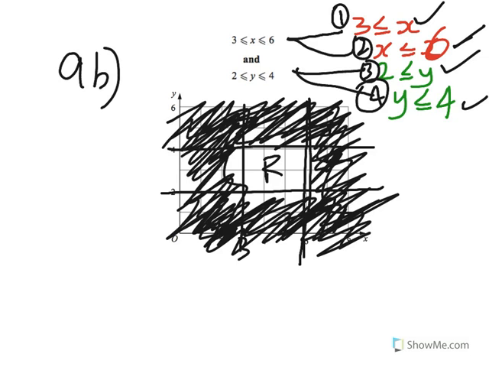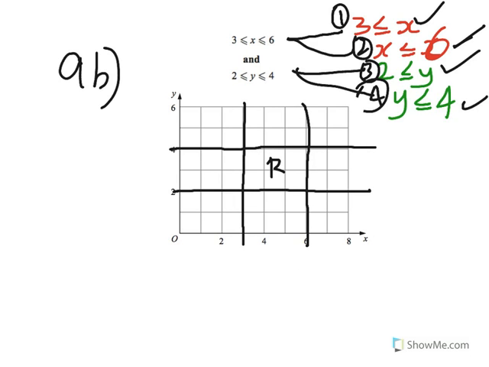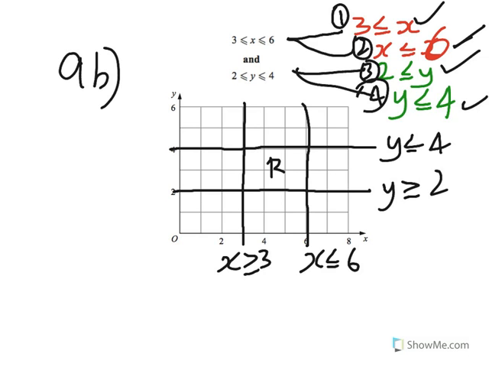So you've got to label each line. This is x greater than or equal to 3. This is x less than or equal to 6. This is y greater than or equal to 2. And this is y less than or equal to 4. You've got to label all of that, and then you've got to label your region R, and maybe shade it in if you feel like it. But make sure you label it R.